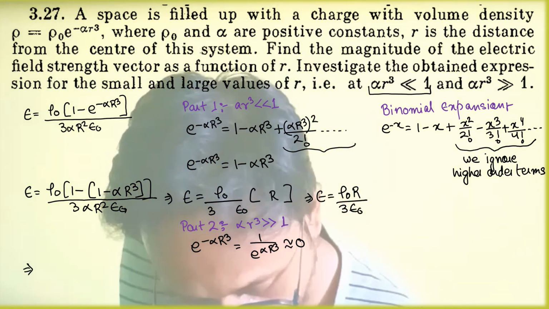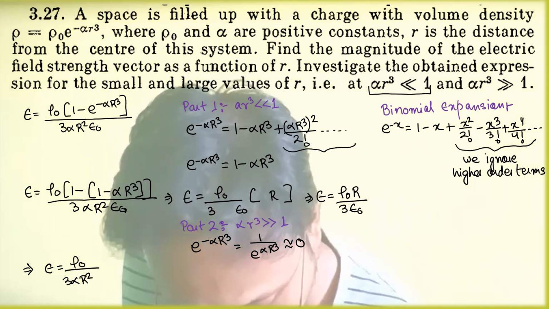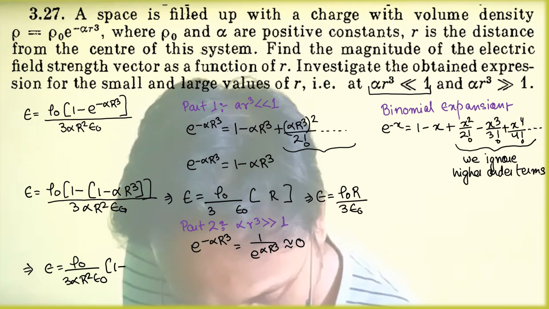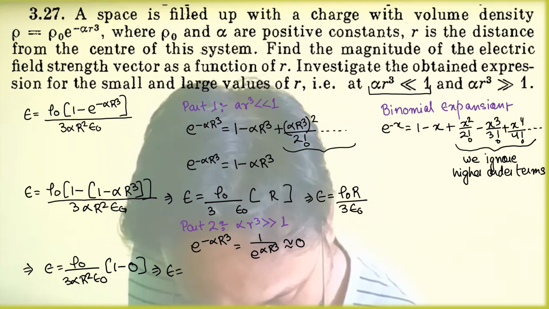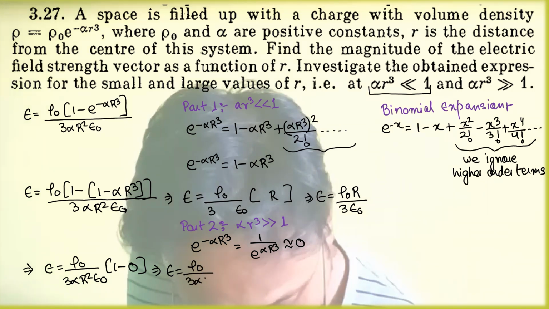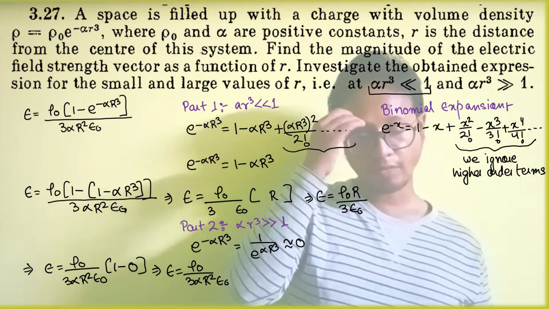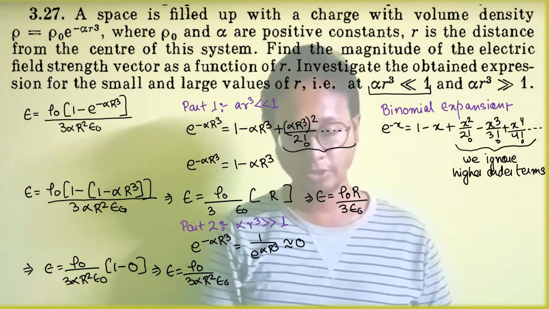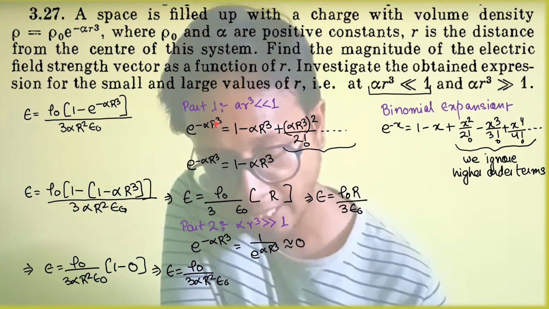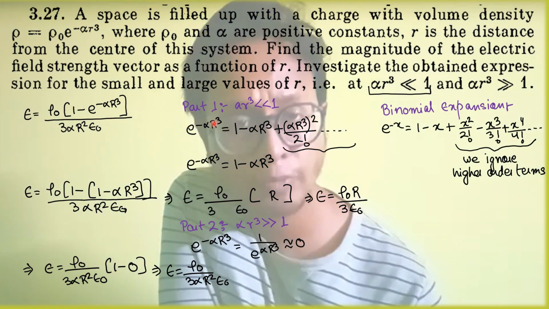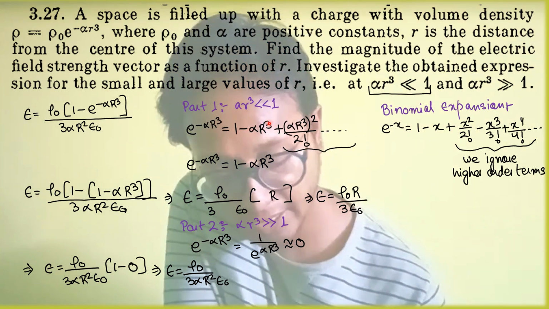Or E is equal to rho naught by 3 alpha r square epsilon naught into 1 minus 0 out here. Or E is equal to rho naught by 3 alpha r square epsilon naught. Now you might have one more question. If you take minus alpha r cube to be very small, you can assume r to be 0, and e to the power 0 is equal to 1. So you can directly write 1. Why take the additional term out here?